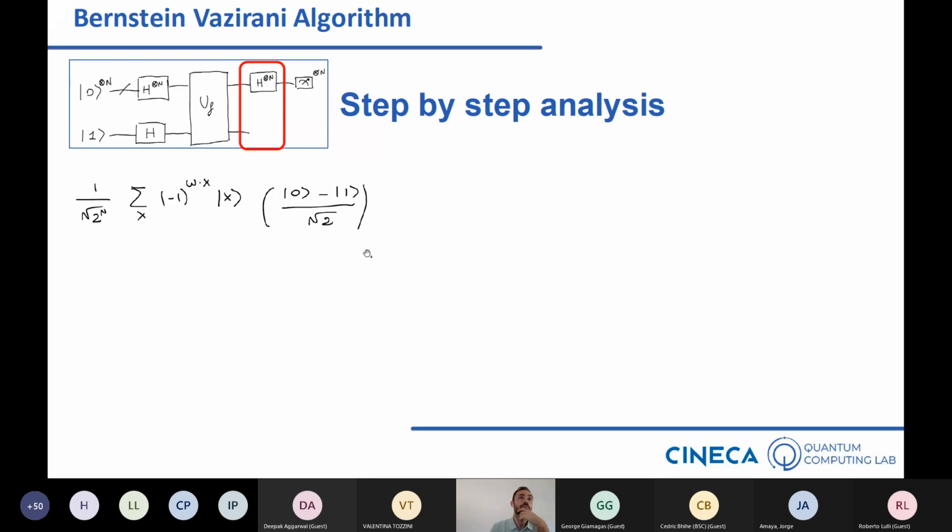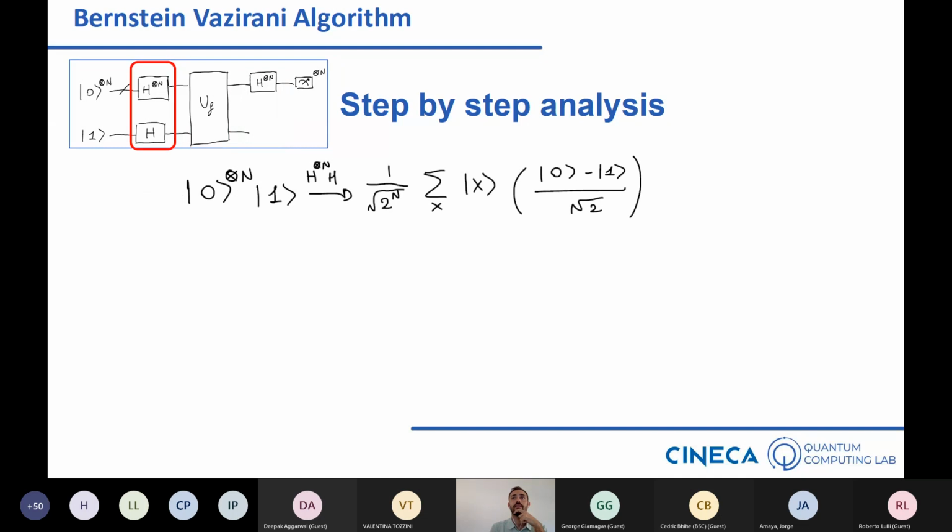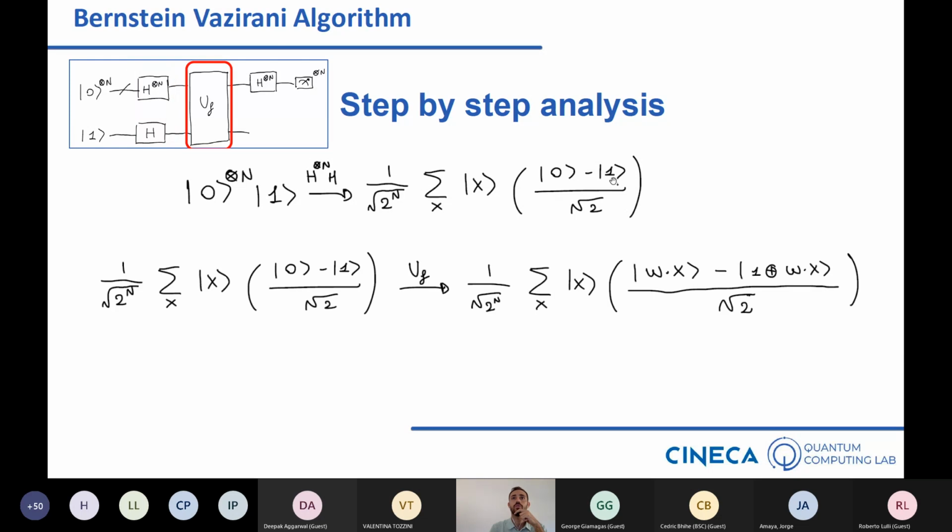So we don't do anything with this. We're just interested in what happens to the first n qubits, the first n register. Basically, in other terms, the last register is used to store at some point the value of the function calculated in x.